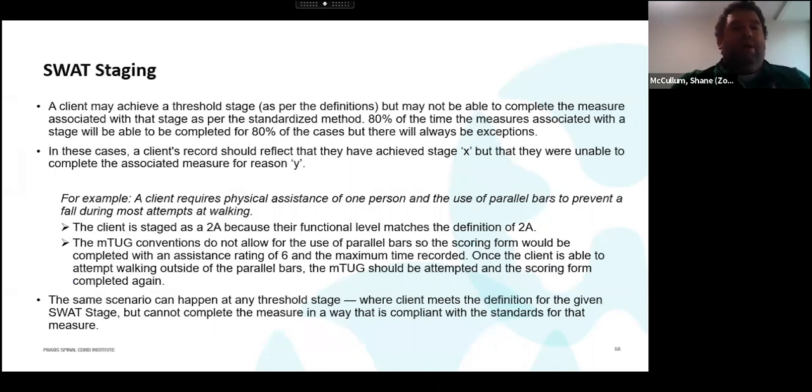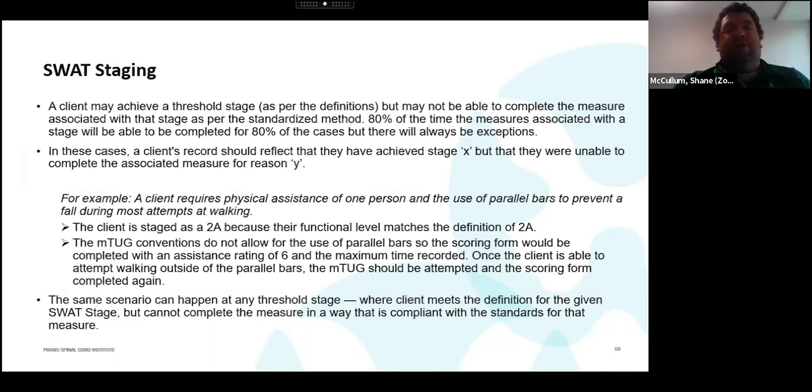So for example, a client requires physical assistance of one person and the use of parallel bars to prevent a fall during most attempts at walking. For this, they would be staged at a 2A, because their functional level matches that definition. But the modified TUG conventions do not allow for the use of parallel bars. So the scoring form is completed with an assistance rating of 6 and the maximum time recorded. And I'll explain that later on when we go through the outcomes.